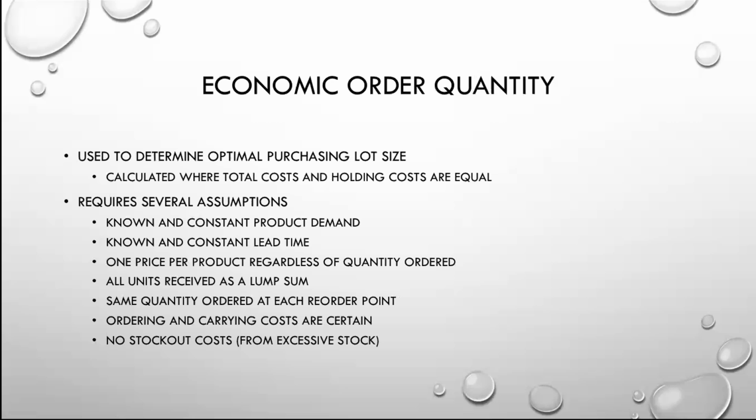Your lead time is known and constant. When you place your EOQ as a retailer, okay, this is used as a retailer. Your lead time is known and constant, so the lead time will never change. Now, in a real world, lead time jumps back and forth. Once again, you want low variability in your lead time.